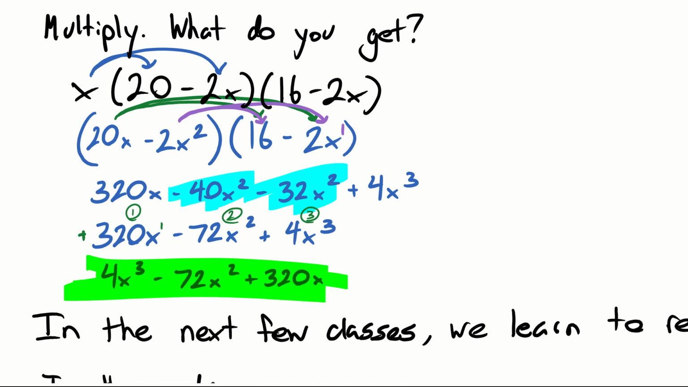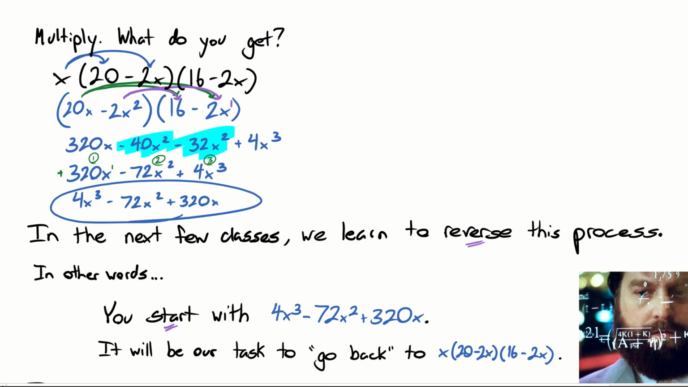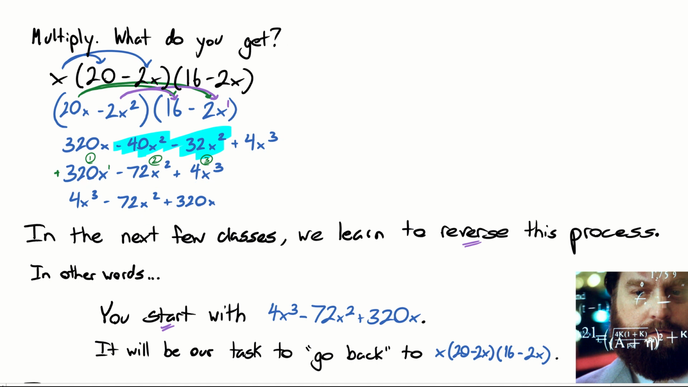All right, so why are we talking about this? Well, ladies and gentlemen, in the next few classes, we're going to learn to reverse this process. In other words, we're going to start here with 4x cubed minus 72x squared plus 320x, and it is our job to go back to x times 20 minus 2x times 16 minus 2x. Yeah, we have to start with where we have been ending and go back to the beginning. I know that sounds kind of weird, but yes, we're going to now start with that large trinomial, and we have to go back to where it started.